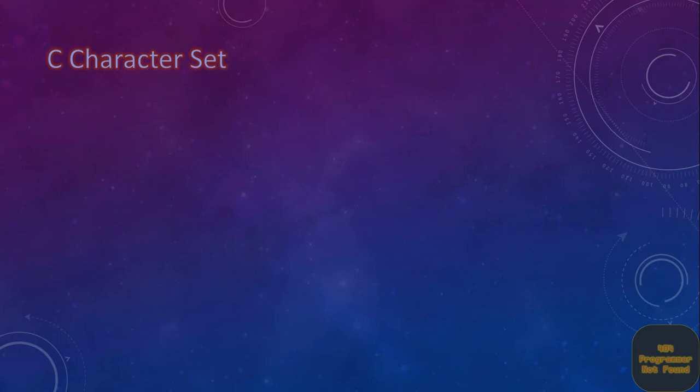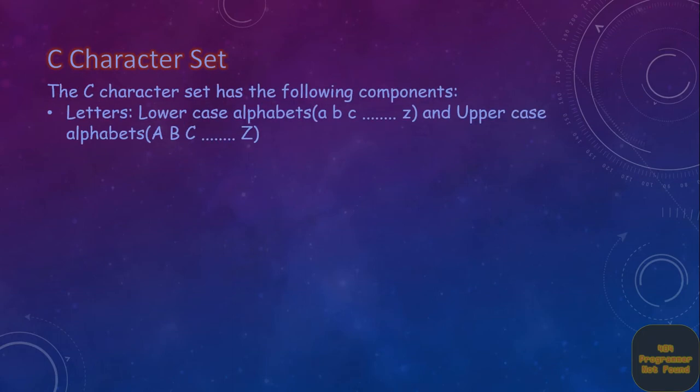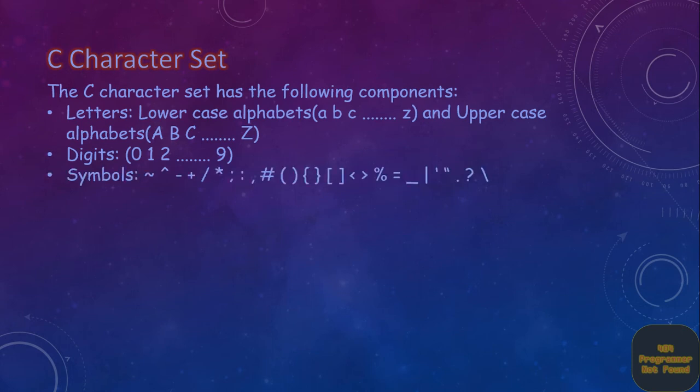So let's move on to the next interesting topic, that is the C character set. The C has the following character set components. First is the letters, the lowercase alphabets, that is from small a, b, c until small z, and uppercase alphabets, that is capital A, B, C until the capital Z. Then we have the digits ranging from 0, 1, 2 until 9. Then also the symbols like the tilde, plus, minus, slash, backslash, forward slash, open braces, close braces, open parenthesis, close parenthesis, and many more. Then next we have the white spaces, which include a single space, a tab, and a new line.